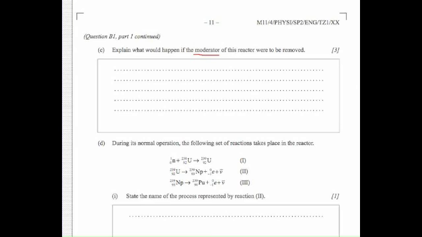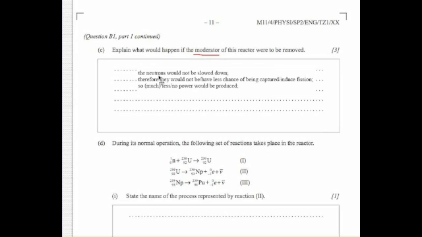So, to get 3 marks, what do we need to say? Well, here's the mark scheme answer. Firstly, if we remove the moderator, the neutrons would not be slowed down. Because they're not slowed down, they're not going to be captured by other uranium nuclei, they're not going to induce fission, and therefore the reactor would either stop producing power or less power would be produced.